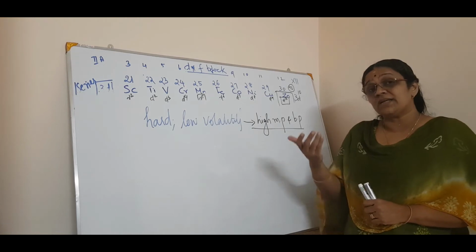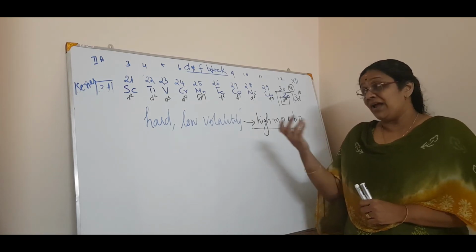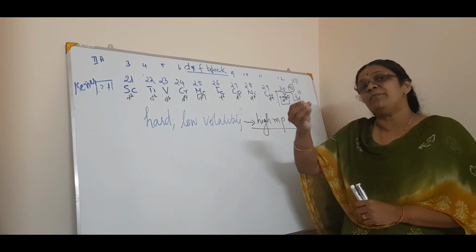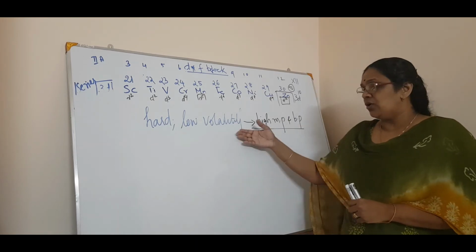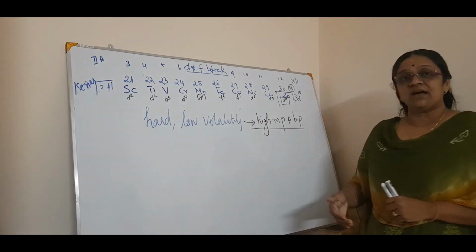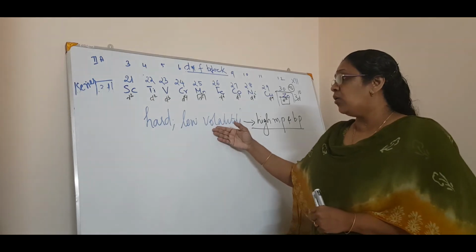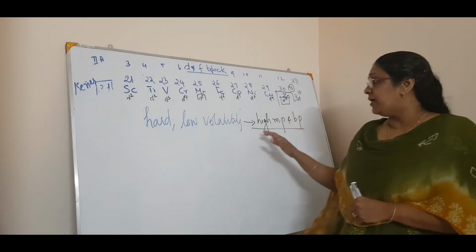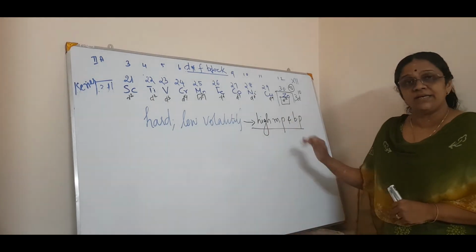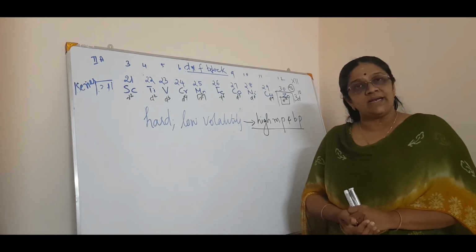If it is highly volatile, what does that mean? High volatile means only a small temperature will make them volatile. So normally these transition elements are hard and have low volatility. Low volatility means they have high MP and BP, or melting point and boiling point.